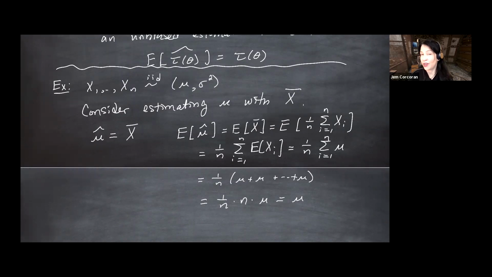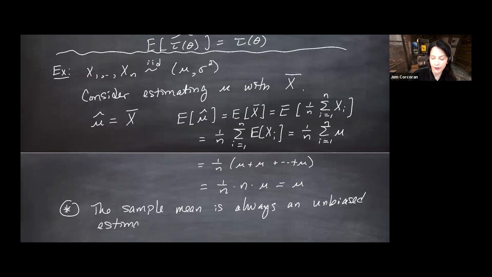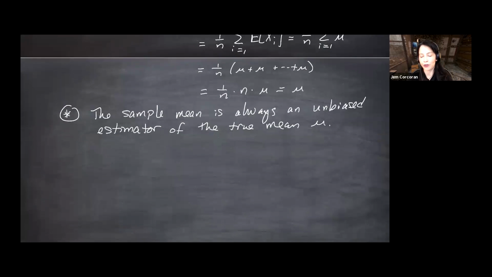So without even knowing the distribution, we have seen that the sample mean is always an unbiased estimator of the true mean. It's a really good thing. The true or population or distribution mean, mu. Okay, so our first unbiased estimator, and it's going to work for all distributions.